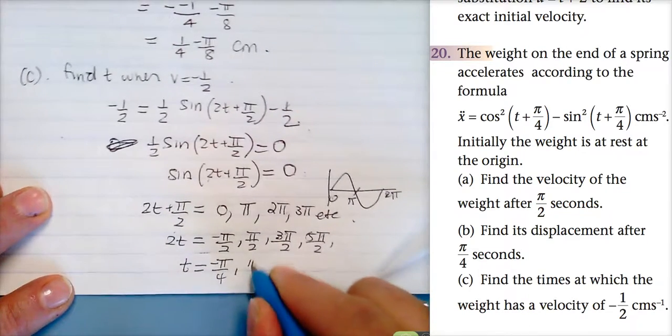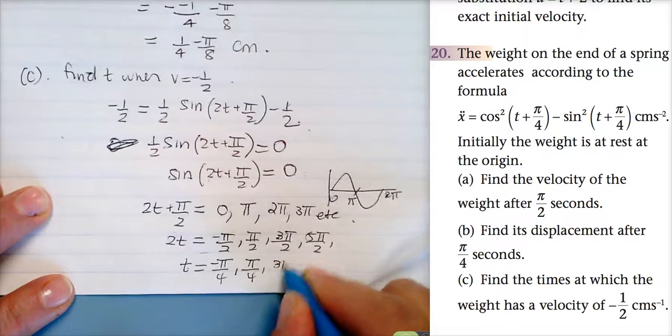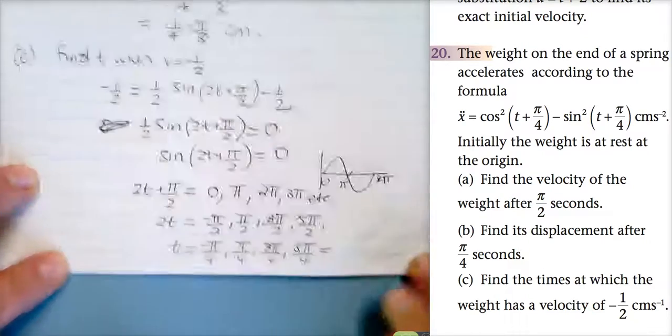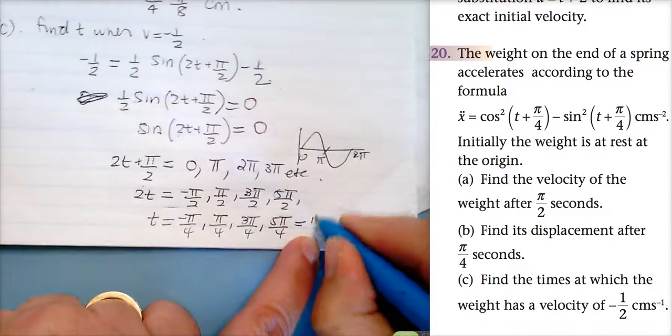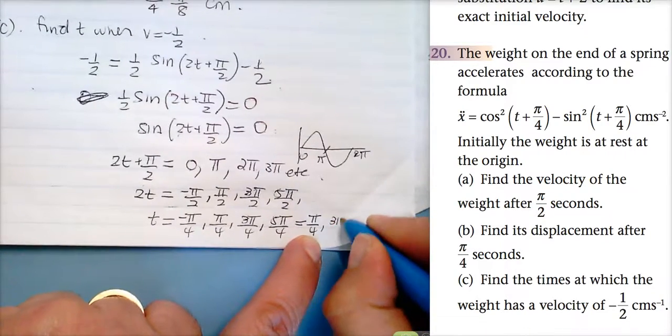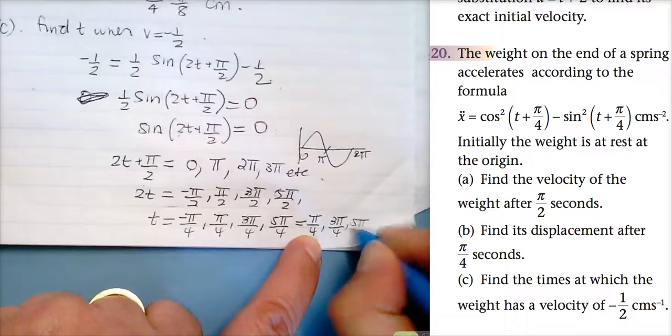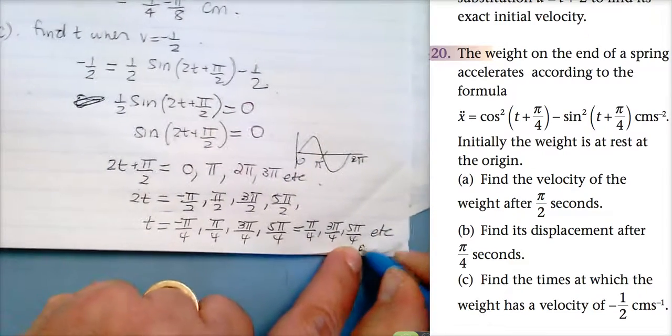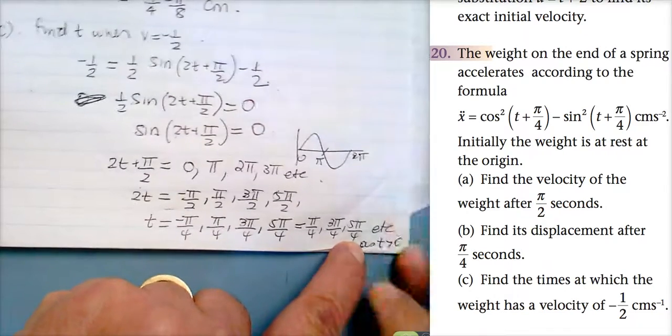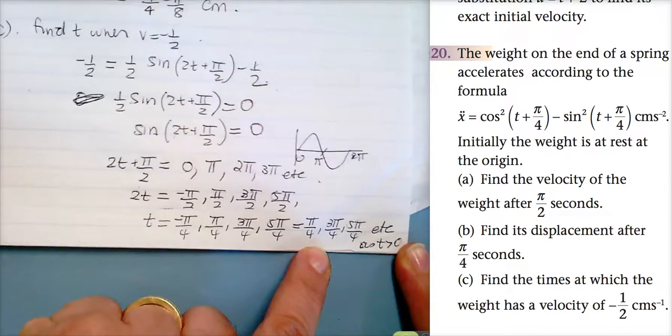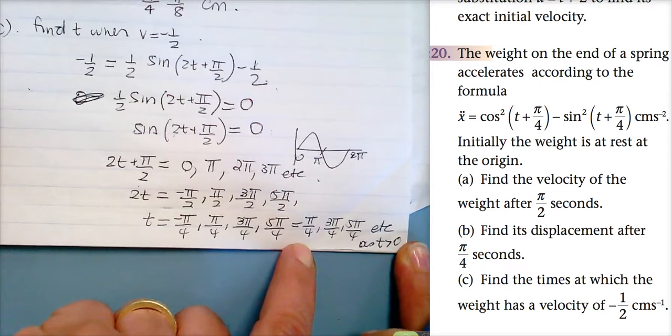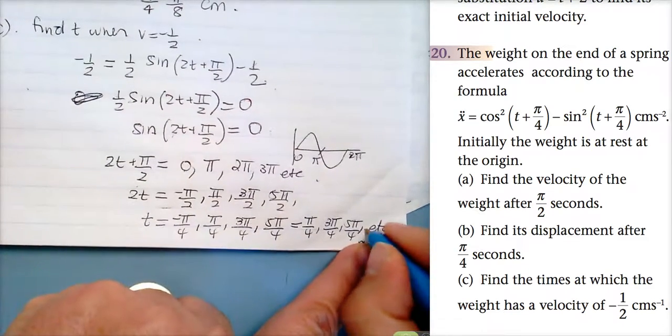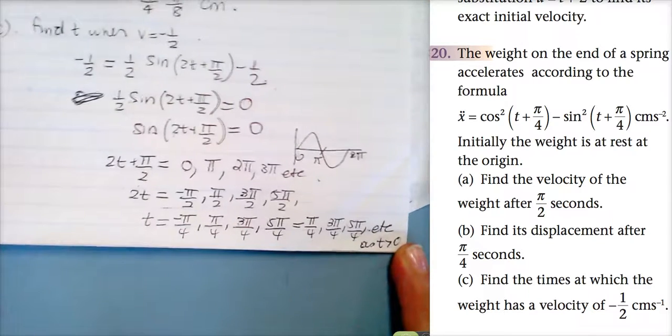But girls, which one of those do I have to eliminate? Good. So just the positive ones: pi on 4, 3 pi on 4, 5 pi on 4, etc. As t is greater than 0. Okay? So the times at which the weight has that velocity are pi on 4, 3 pi on 4, 5 pi on 4, comma, dot, dot, dot, 7 pi on 4, etc.